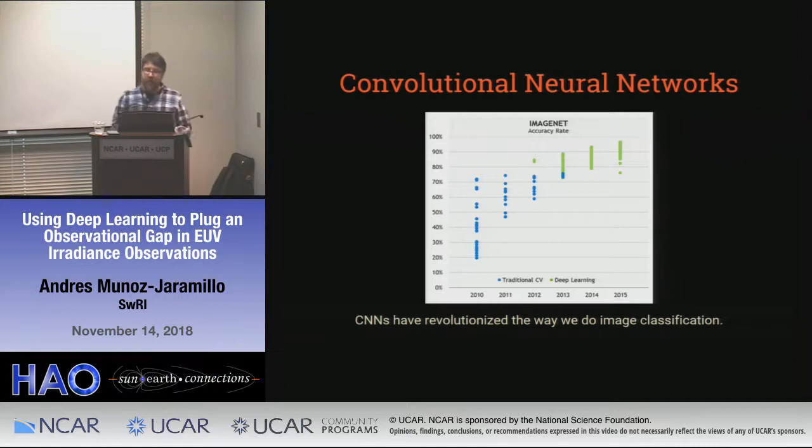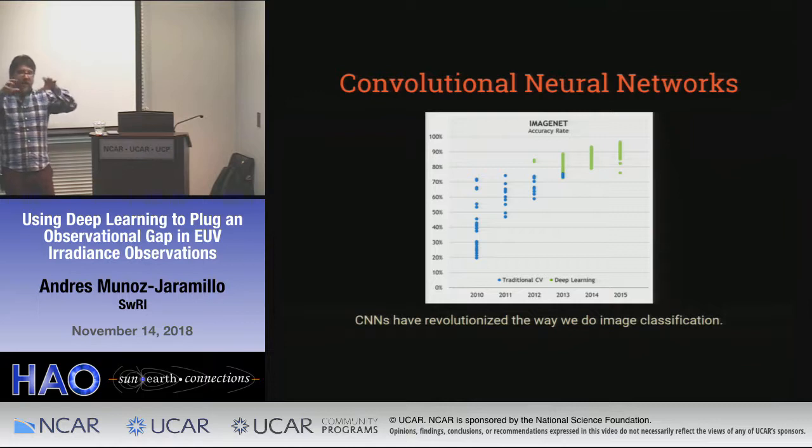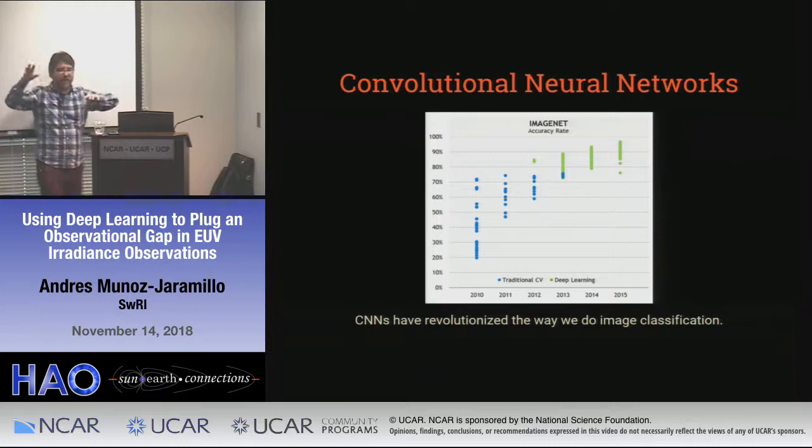Now, traditionally, people used to do computer vision in what I think is called the expert approach, where people hard code what they think makes a dog a dog. Does it have 4 legs? Does it have, right? So we were kind of hard coding what we as humans think makes one image a different thing from another.